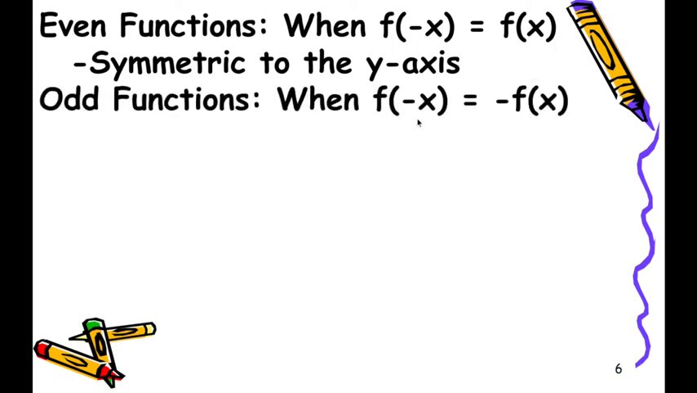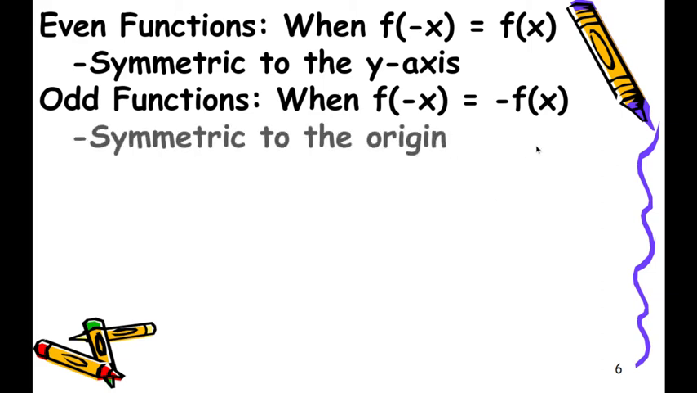Odd functions are when you replace x with negative x and you get the opposite answer. Okay, so if you replace x with 2 and get an answer of 5, and then you replace x with negative 2, you should get negative 5. All right, that's usually a good rule that it's going to be odd. And odd functions are symmetric to the origin, which basically means they have 180-degree rotational symmetry. And again, it's just a shortcut, but it doesn't always happen. But if you can identify it, it can save you some time.